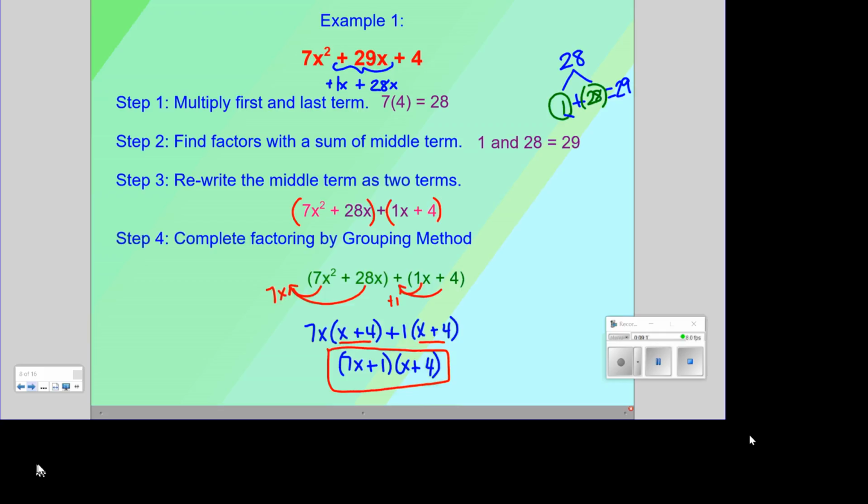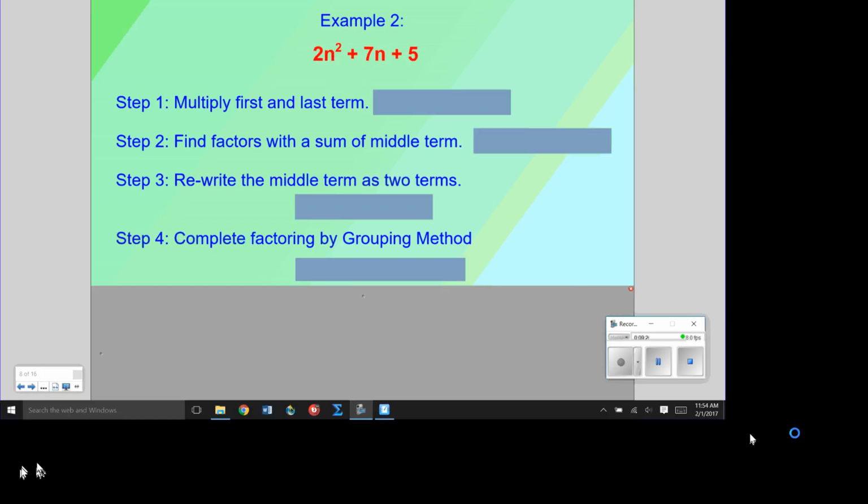Let's do some more. So this is not switching for me. Okay, I got this to switch.